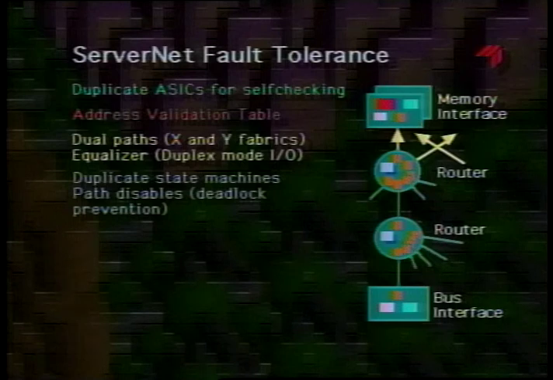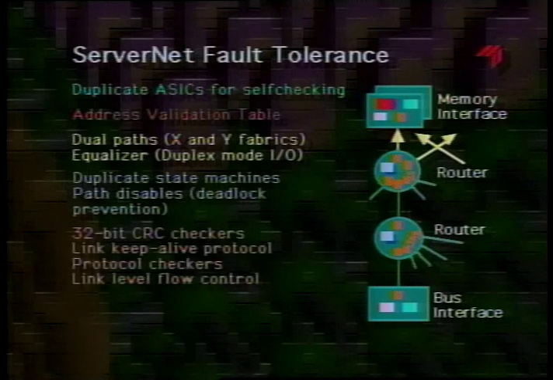They also have special path disables to prevent deadlocks in the system. Each of the ServerNet port interfaces of the ASICs have a number of checkers. First of all, there's the 32-bit CRC checkers, which are one of the primary methods used to detect faults in the system. As a packet progresses from one source to a destination, the CRC is checked at each stage along the way, and if a fault occurs, we're able to isolate exactly which chip caused the fault, and we'll know exactly which chip to replace.